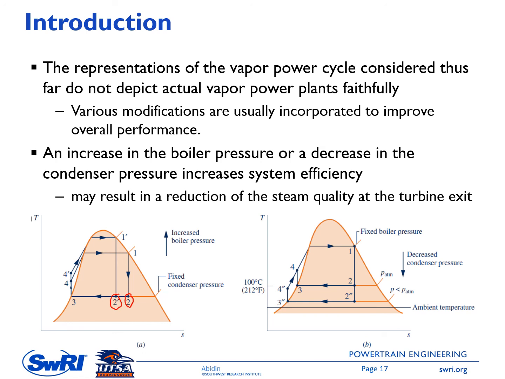Similarly, if we decrease the condenser pressure here from point 2 to point 2, this one is a double prime. The steam quality at this point 2 double prime has a higher liquid portion compared to the one at point 2. Once again, it is not good for the wear, or it's not good for the lifetime of the turbine.